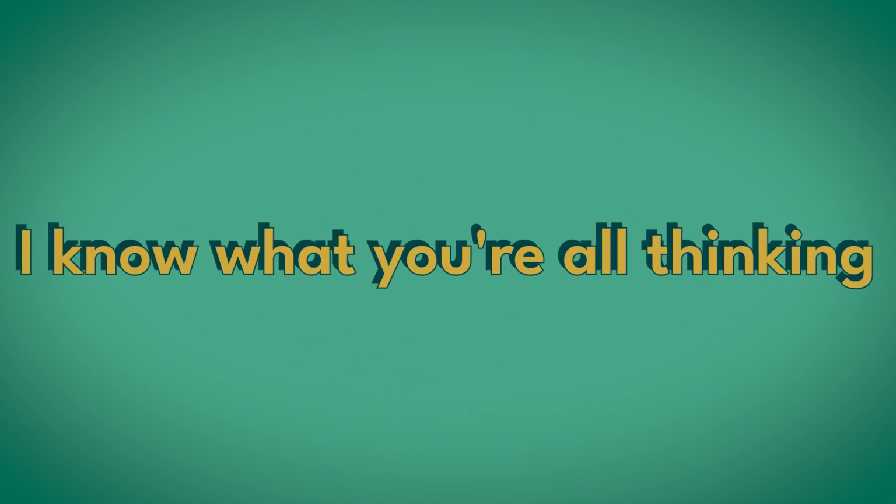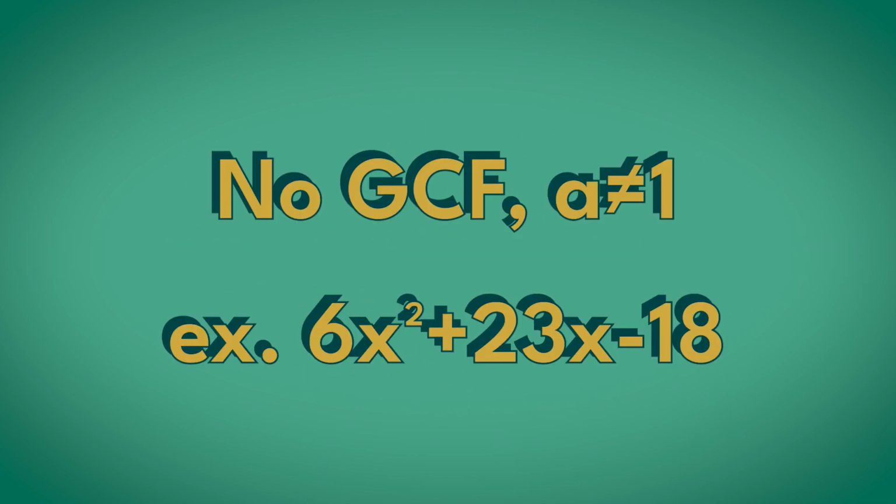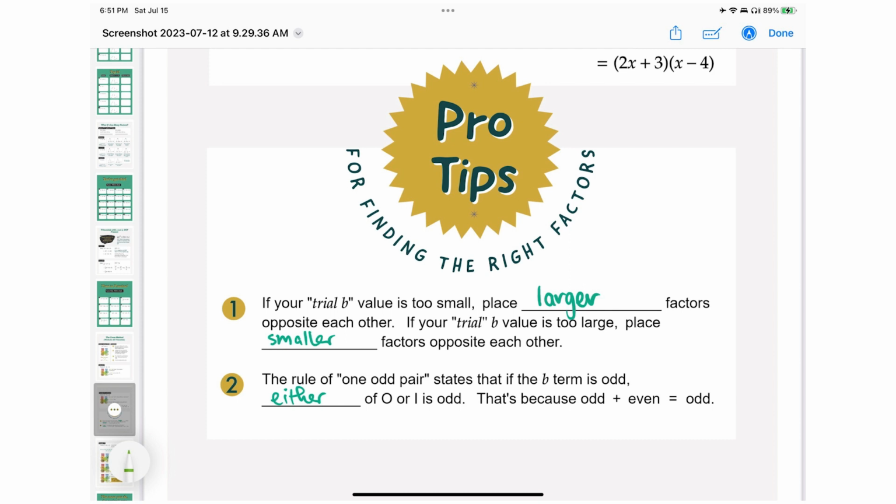I know what you're all thinking. This is just some sort of fancy guess and check. What if both ax squared and c have a lot of factors? Won't guessing take forever? Not with these pro tips.